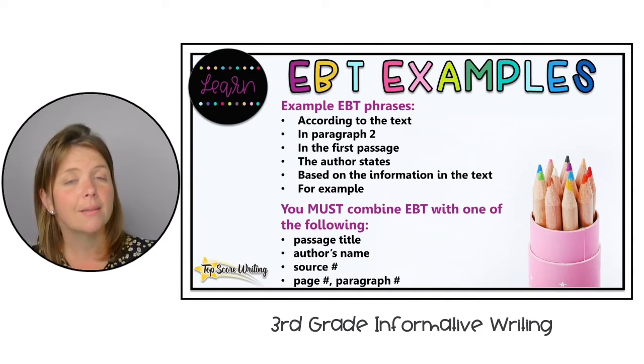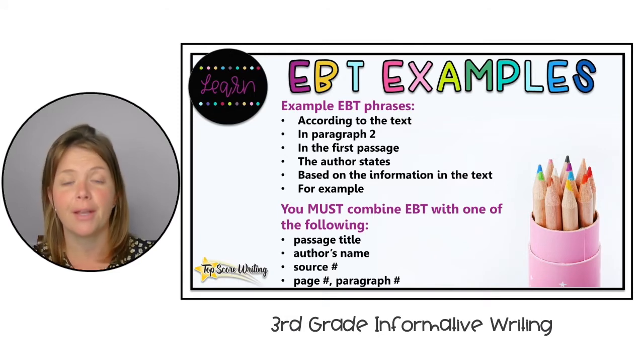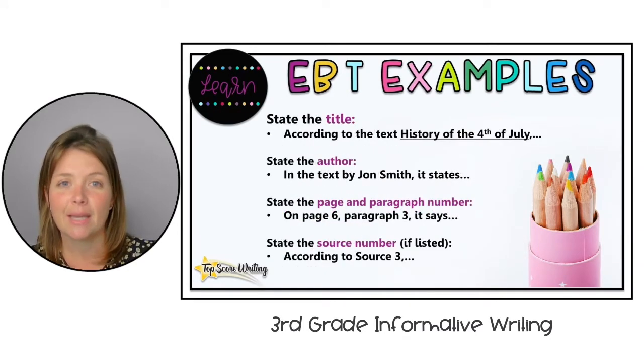Now, you must combine these EBT phrases with one of the following: either the passage title, the author's name, the source number, or the page and paragraph number. That also needs to be included with those EBT phrases that we just talked about. Here are some examples of EBT. You would state the title. So for example, you might see something that reads, according to the text, and the title of that text is History of the 4th of July. Now you'll notice that we underline the passage title.